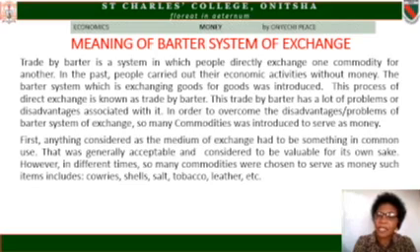In order to overcome the disadvantages or problems of barter system of exchange, so many commodities were introduced to serve as money. First, anything considered as the medium of exchange had to be something in common use that was generally acceptable and considered to be valuable for its own sake. However, at different times, so many commodities were chosen to serve as money. Such items include cowries, shells, salt, tobacco, leather, and so on.